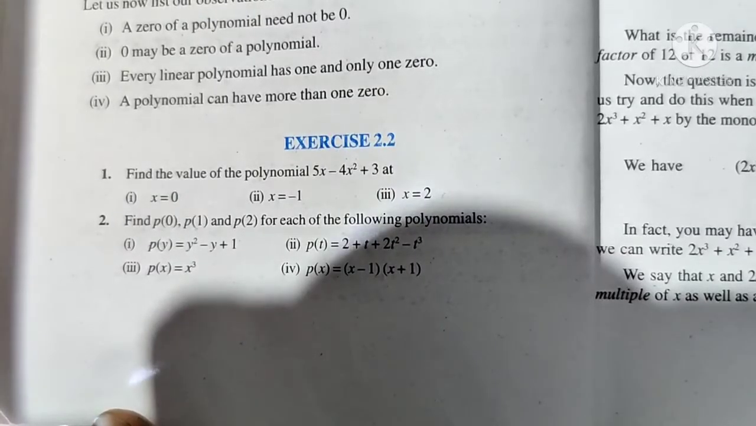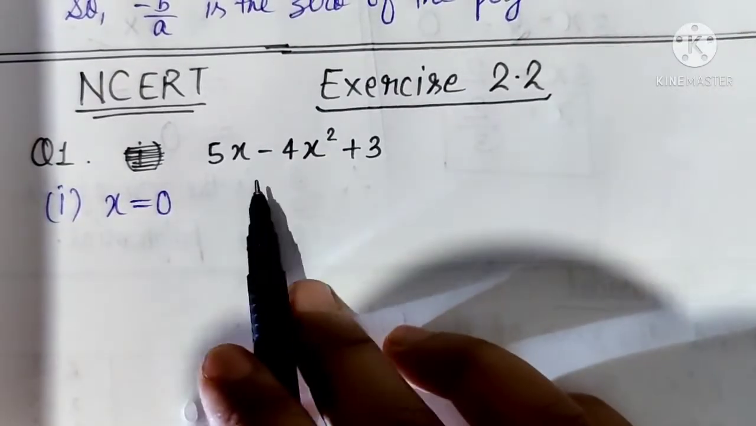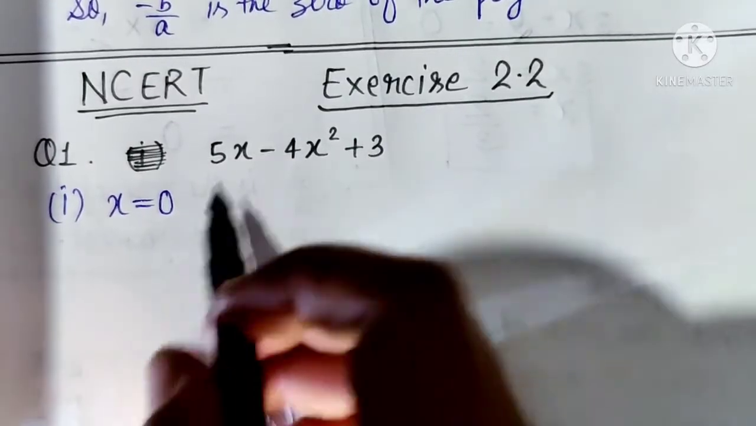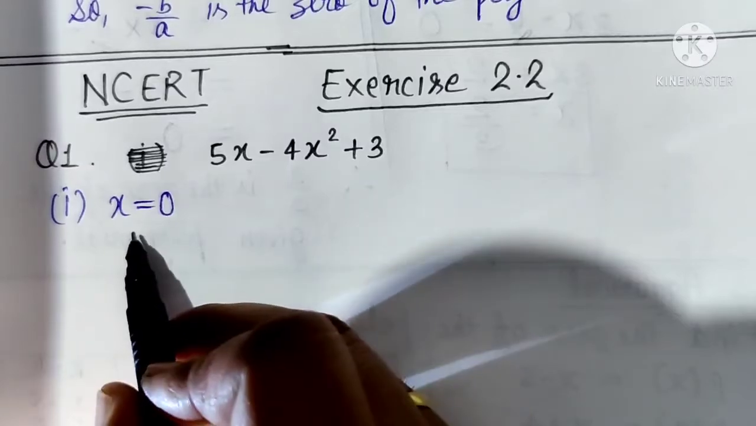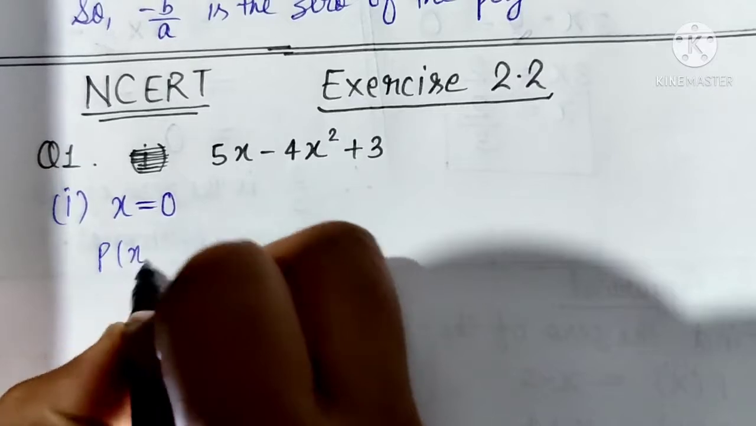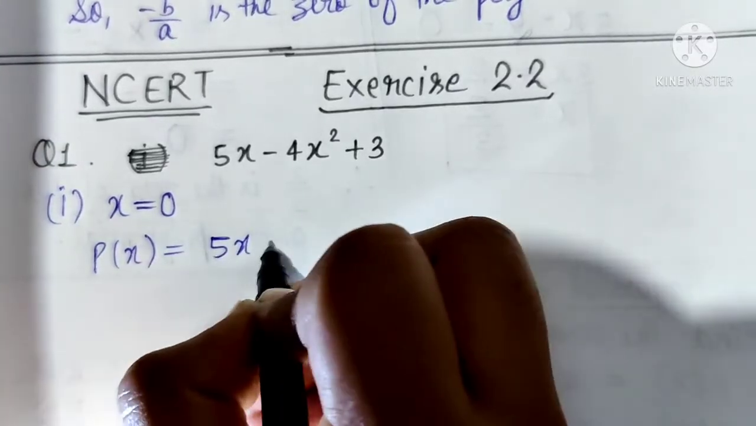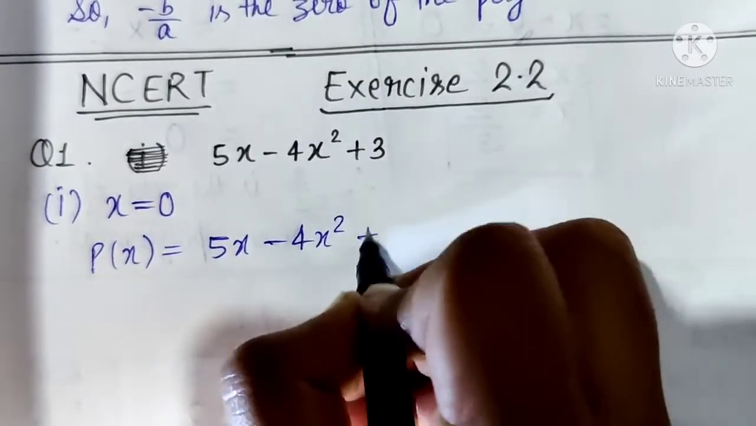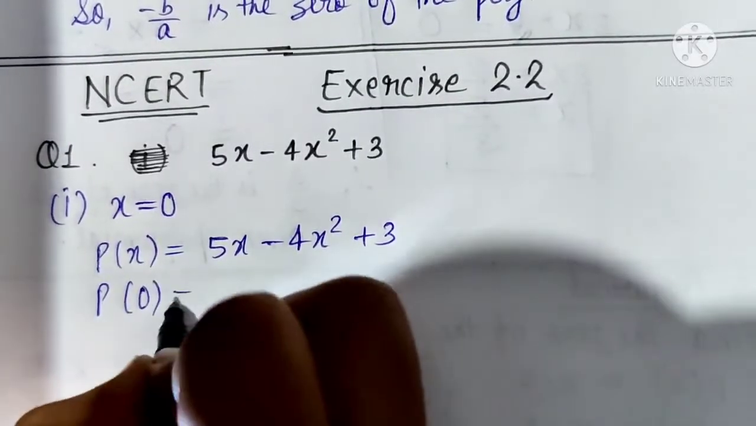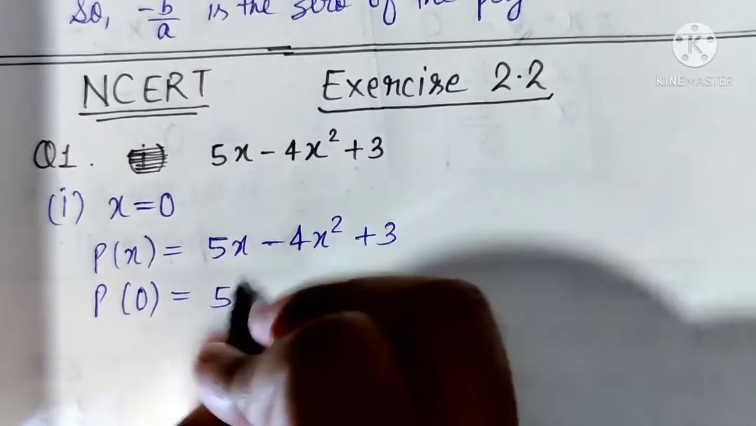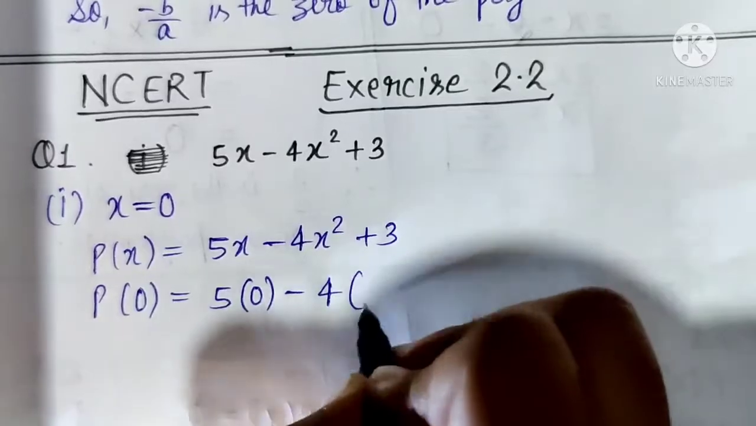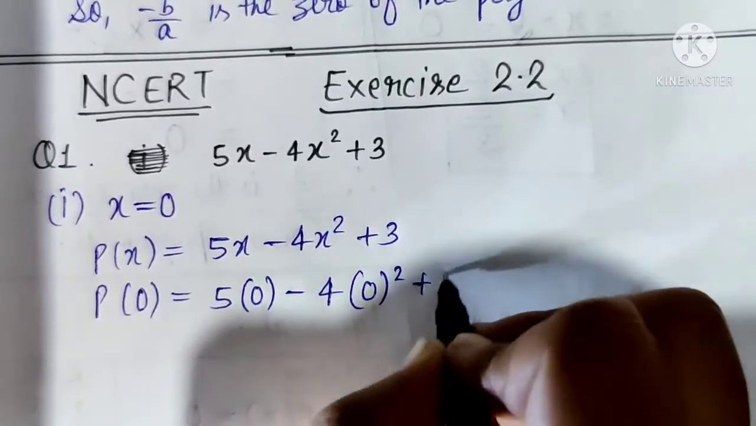Let's solve the first part. So the polynomial given is 5x minus 4x square plus 3, and the value given is x equal to 0. So we have to do nothing, just put the value of x, that is 0, in this equation. So p(x) is 5x minus 4x square plus 3. Now x value is 0, so in place of x, 0 will come. Wherever x is there, we will put 0. So 5 into 0, minus 4 into 0 square, plus 3.